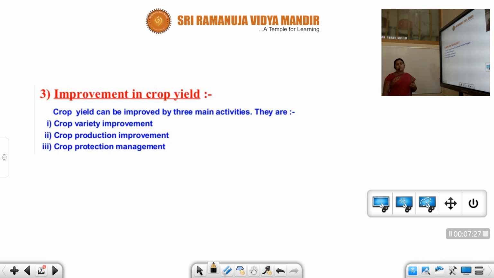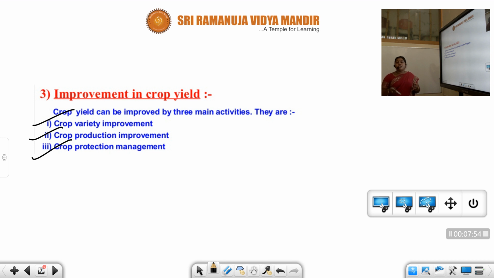Like improvement in crop yield. So in what way can we bring more yield? So crop variety improvement, crop production improvement and crop protection management. So we need to go for good varieties of seeds, that is crop variety improvement. Crop production, so how we can increase the production level, we need to concentrate on that aspect. And third one, crop protection management.